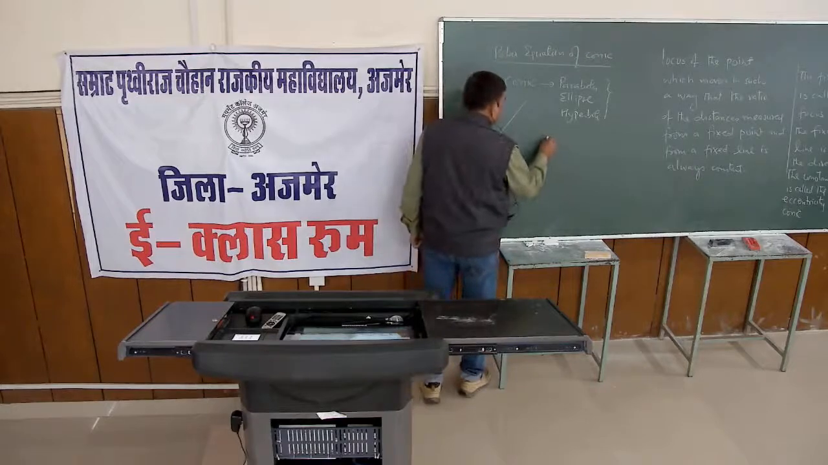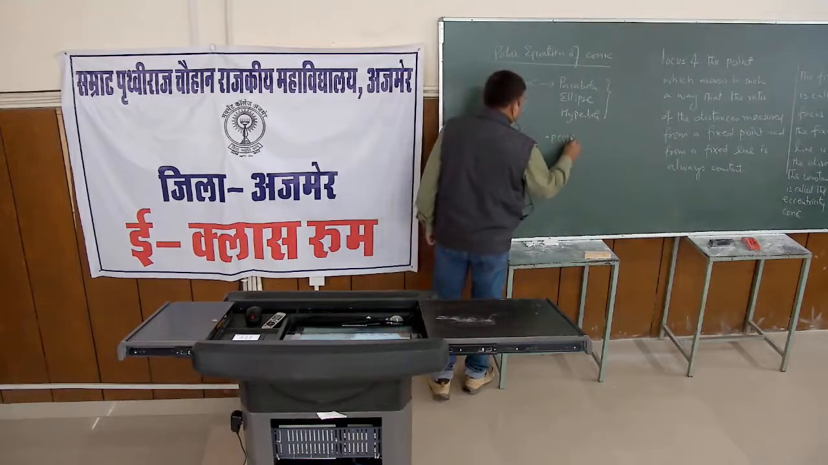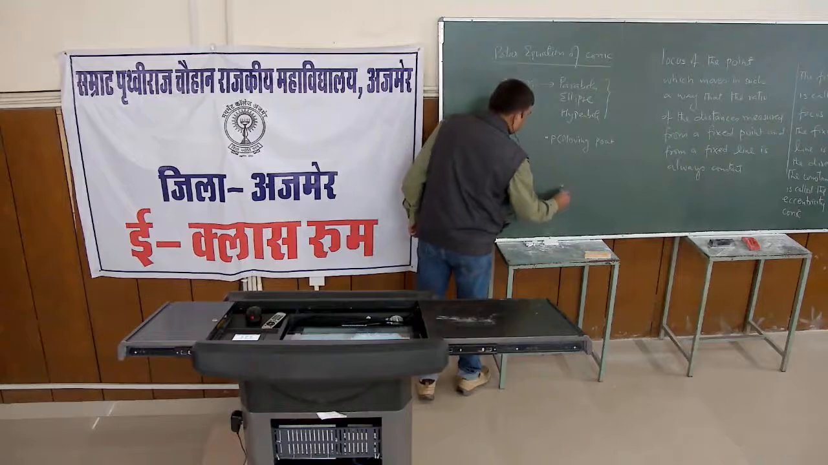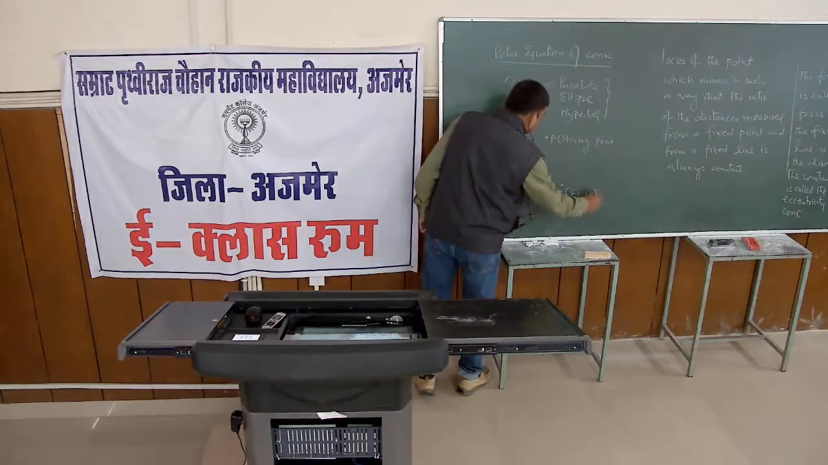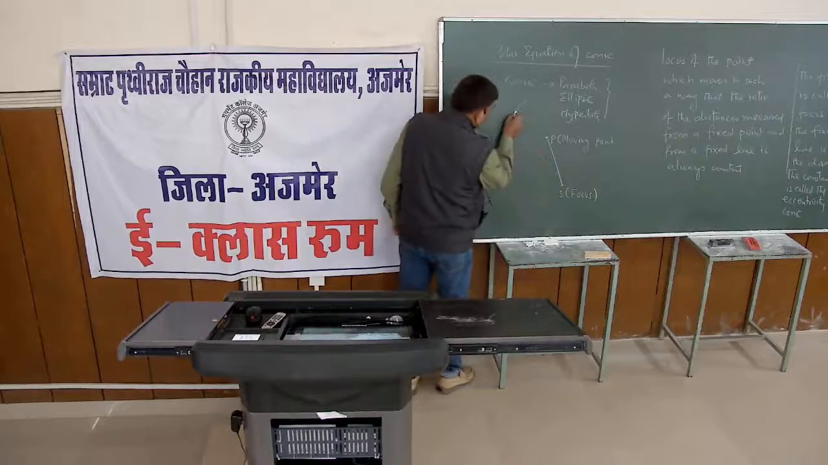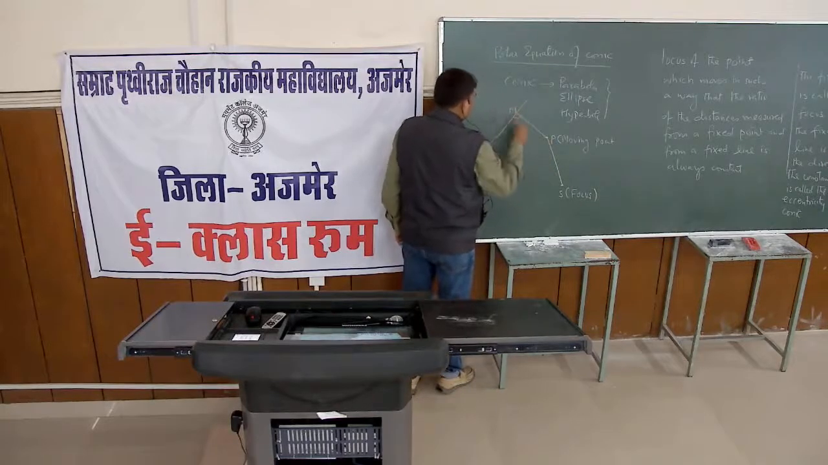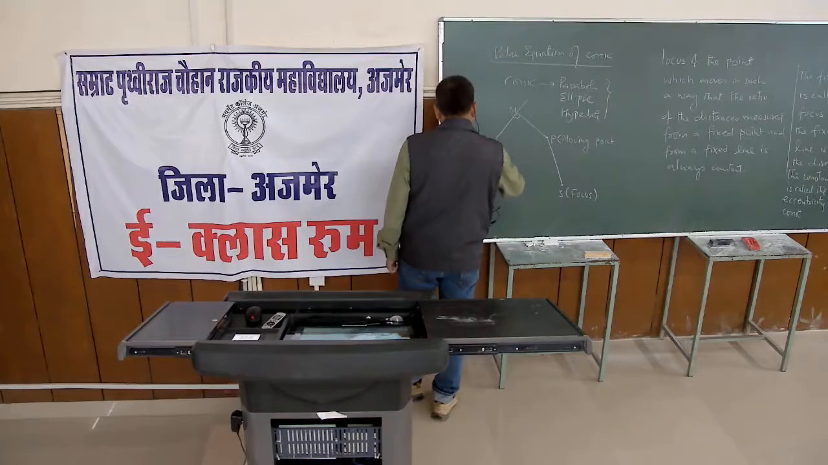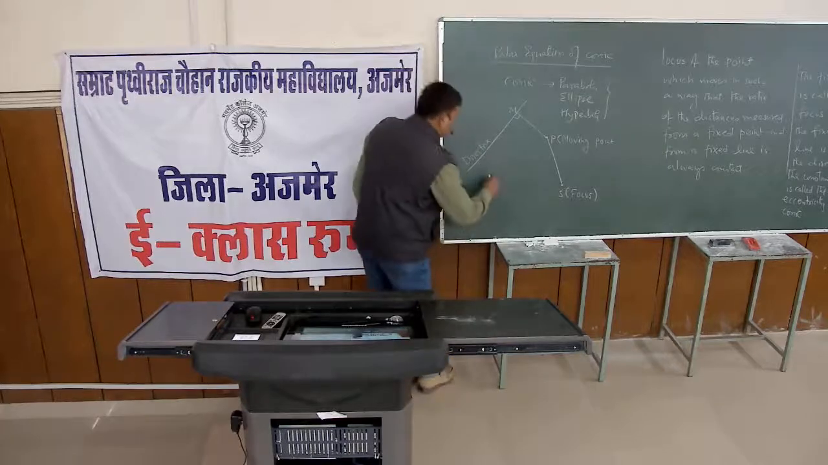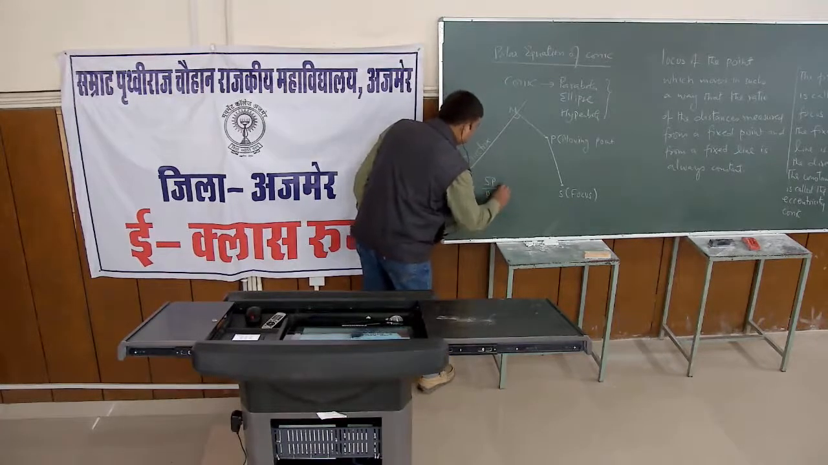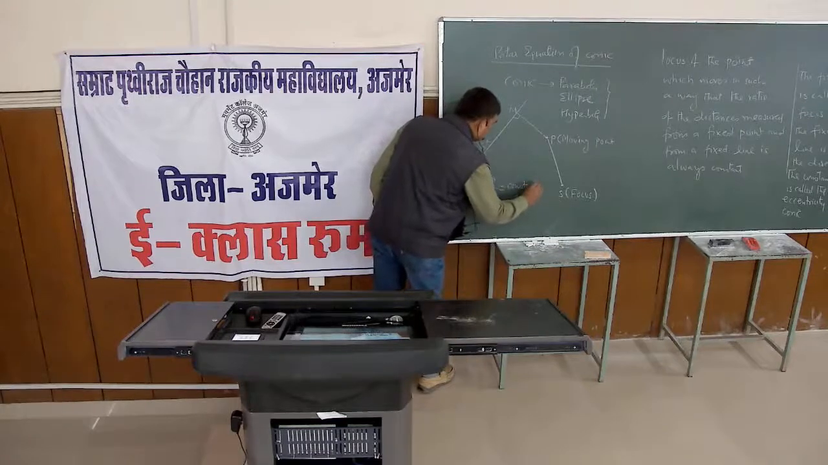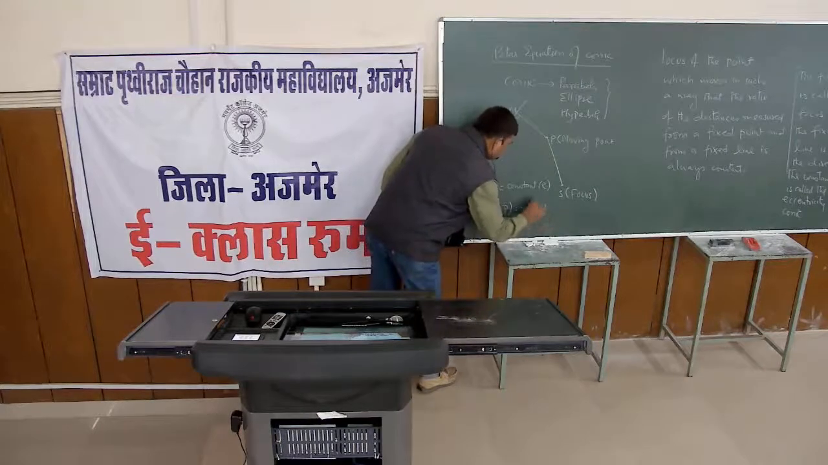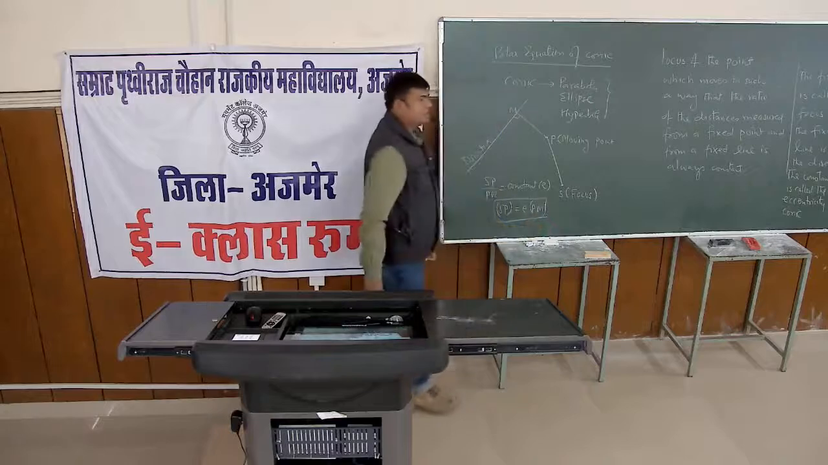Any line, P is the moving point and this is the fixed point S, known as focus. This is the point M. This line is the directrix. So by definition, SP upon PM is a positive constant denoted by E. So SP equals E times PM. This we know.